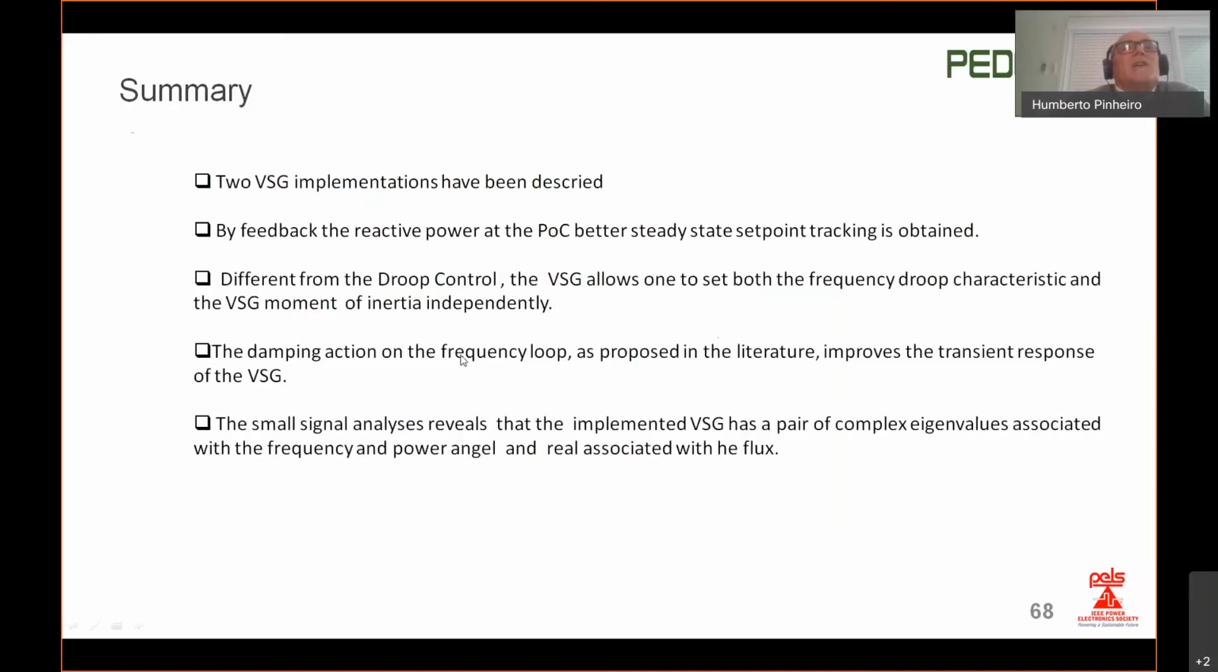The damping action that has been proposed in the literature improved the transient response significantly, I would say, damping that pair of complex poles. And also the small signal analysis, you can do this neglecting the inner loops associated with the voltage and current control.